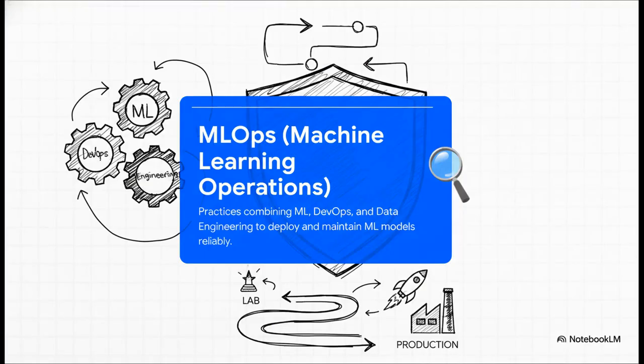So MLOps, that stands for Machine Learning Operations. You can think of it as the official playbook for taking those lab experiments, those cool models, and turning them into actual real-world applications. It's this beautiful mashup of machine learning, DevOps, and data engineering. The whole point is to make sure your model isn't just a one-hit wonder, but a tough, reliable part of your product that keeps on working.